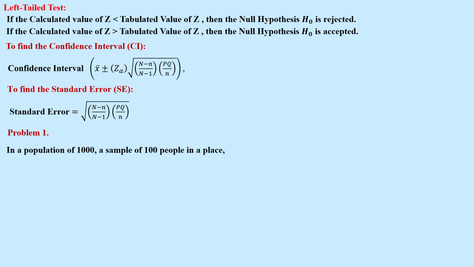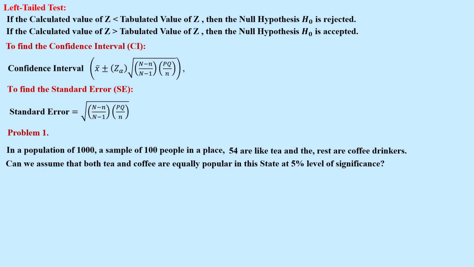First problem. In a population of 1000, a sample of 100 people in a place, 54 like tea and the rest are coffee drinkers. Can we assume that both tea and coffee are equally popular in the state at 5% level of significance? In an area there are 1000 people, and they have taken a sample of 100 people. So the population size capital N is equal to 1000, and the sample size small n is equal to 100.